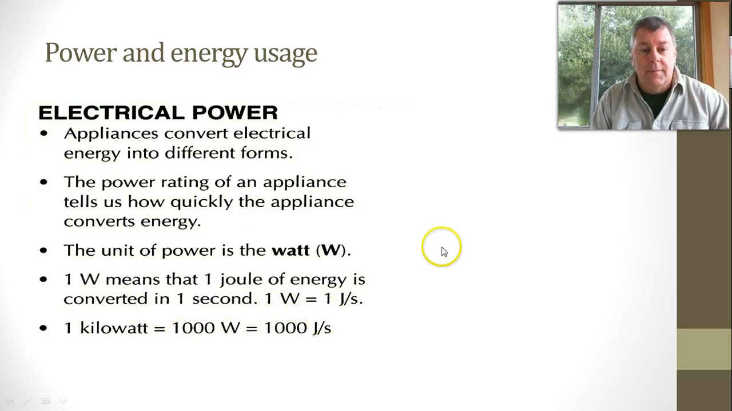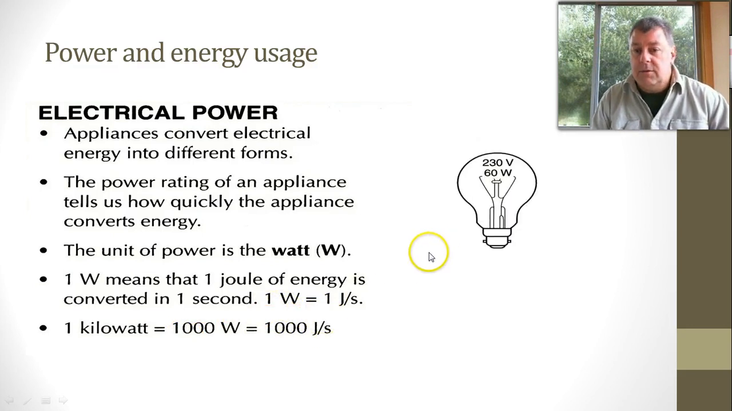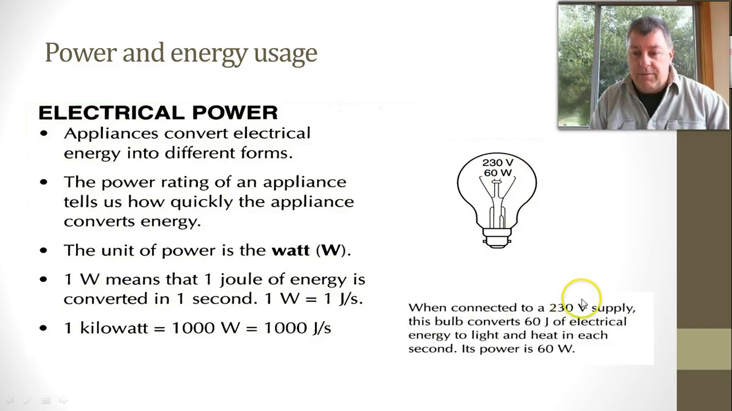Okay, so let's have a look at a typical light globe, the old school type, which are now being replaced by lower energy types. Now this is running on 230 volts because I took it from an English book. Remember, Australia uses 240 volts, but it's a 60 watt globe, a globe you might use for a reading lamp or a room that you don't want too bright. And when it's connected to that voltage power supply, it's converting 60 joules of energy to light and heat every second, and its power rating is 60 watts. So at 60 watts it converts 60 joules of energy every second.